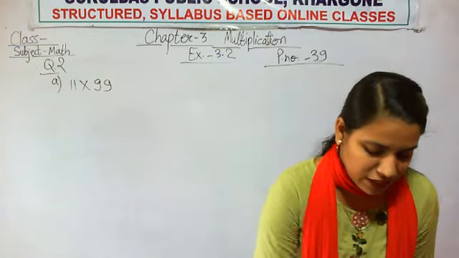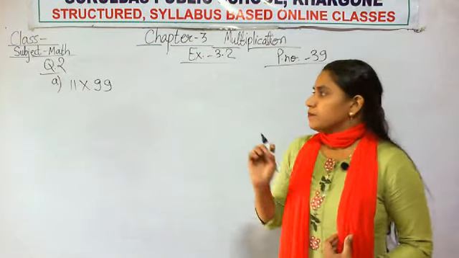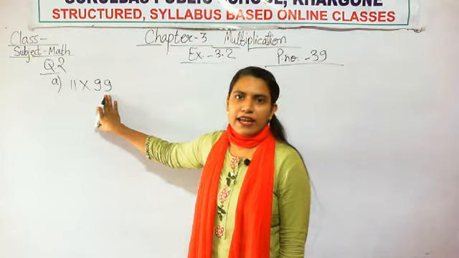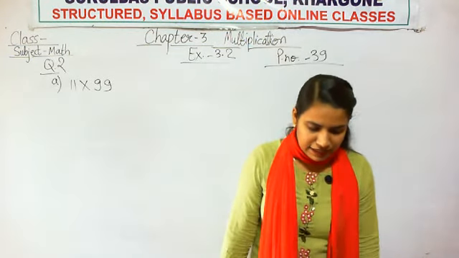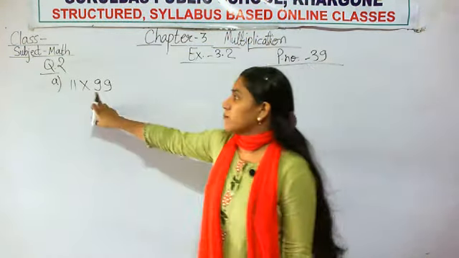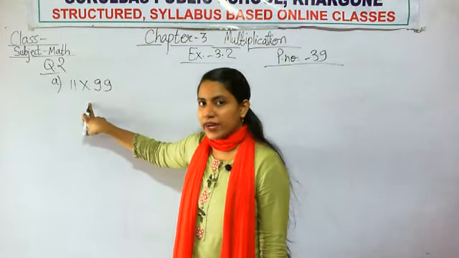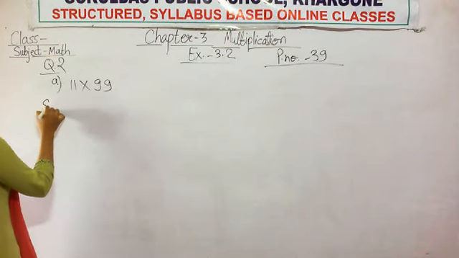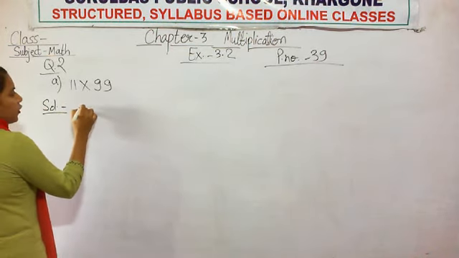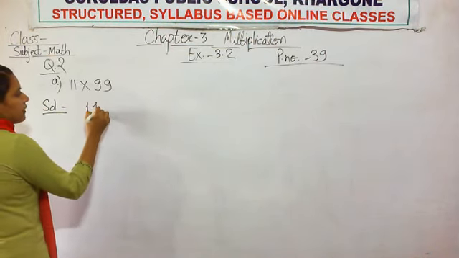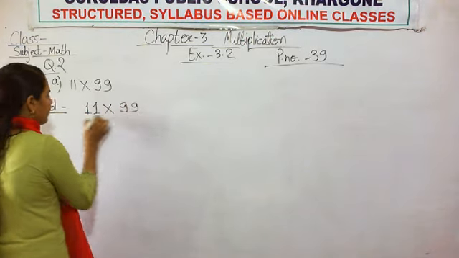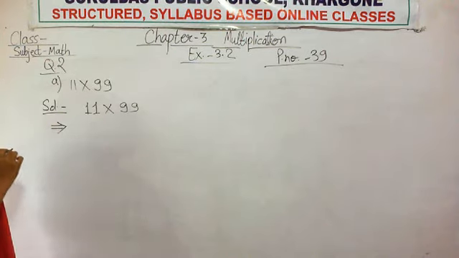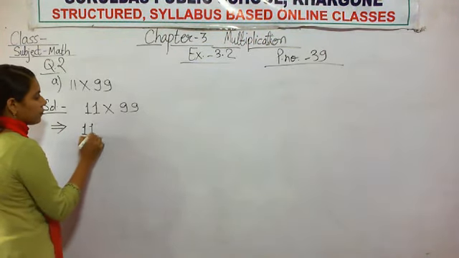So for smart multiplication, concentrate over here. To multiply any number by 99, what you have to do? Multiply that number by 100, then subtract that number. Solve. What will you do? I am rewriting the question. 11 multiplied by 99. I am changing the step. That is why I am putting this implies sign. Okay, what will you do?